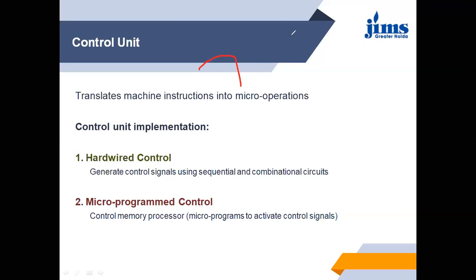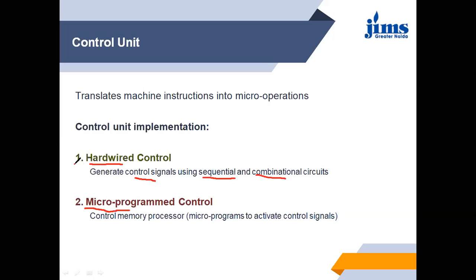So in control unit, there are two things basically. One is hardwired control and second one is operations control, that how we can control the operations between this. So in control unit, we will discuss about the control of the signals, that how we can control the signals by using sequential and combinational circuits. We discussed the combinational circuits as well as sequential circuits earlier.